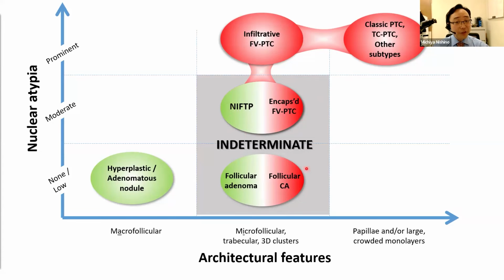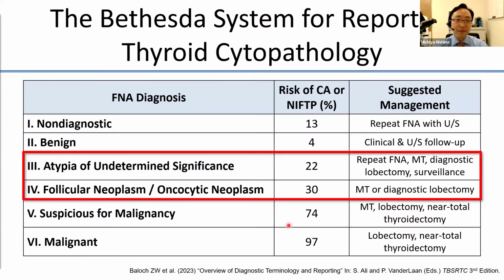The cytologic features of these tumors overlap significantly, and definitive distinction really requires assessment of invasive growth, which we simply cannot make on FNA cytology specimens. We really require histopathology for that.